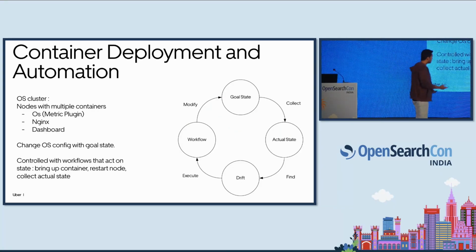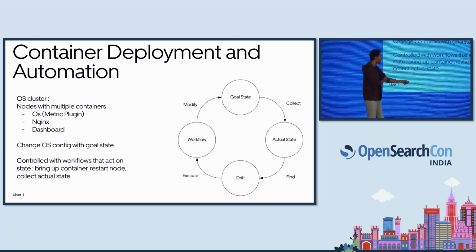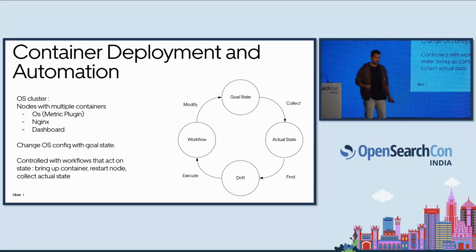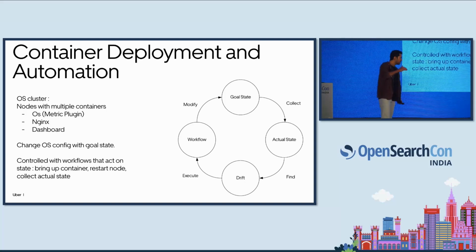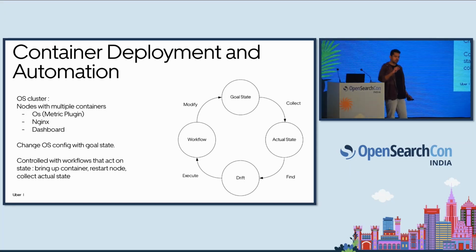So the first thing I want to touch upon is how do we really handle deployment at Uber, right? So we'll start by understanding how do we do it for just a single cluster, and then we'll try to extend it for hundreds of clusters, right? Now, at the very basics, right, we deal with containers. So a particular OS node is built up of multiple containers, which are the three that you see right here.